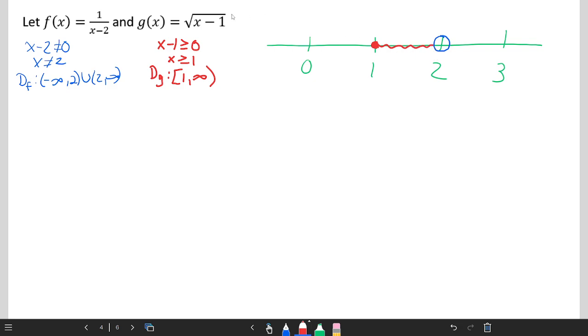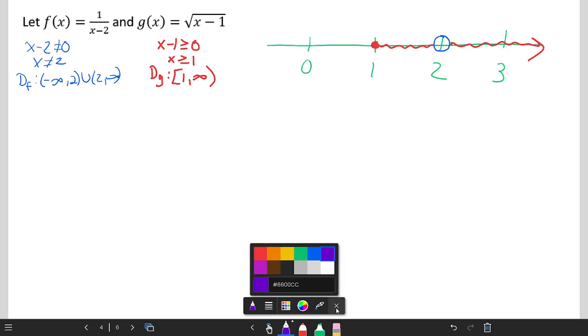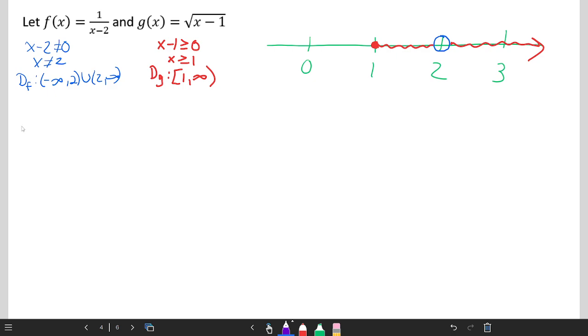Now 2 was allowed in function G, but it's not allowed in function F. So if we look at the values that are allowable for both, it would look like this. We can only use numbers greater than or equal to 1, because that satisfies G, but we can't use 2 because that would not satisfy F. So for the sum, the product, and the quotient, that's going to be the domain.